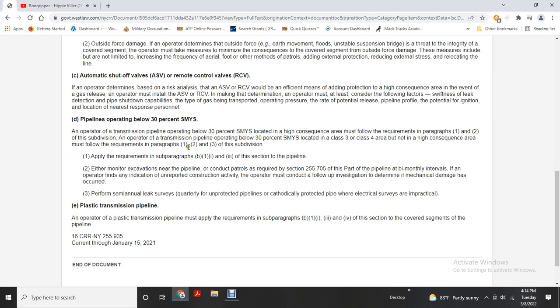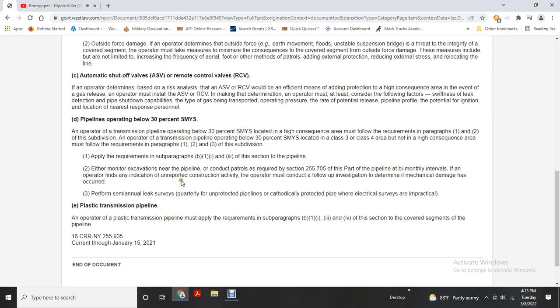Subdivision operated with transmission on the pipeline operating below 30% of the system yield strength located in class 3 or 4 local areas but not in the high consequence areas must follow the requirements of paragraphs 1, 2, and 3 of the subdivision. Apply requirements subparagraph B1, 1, and 2 of the section of the pipeline. Each monitoring excavation near the pipeline controls as required in 255-705 of the pipeline by monthly intervals.